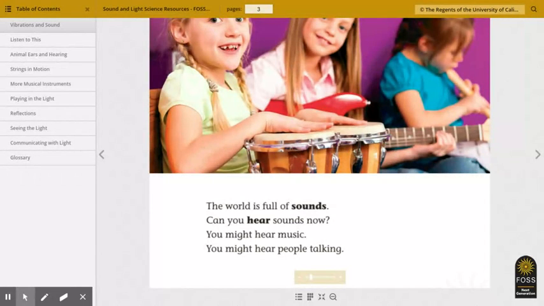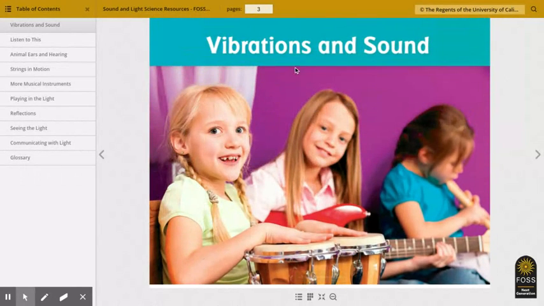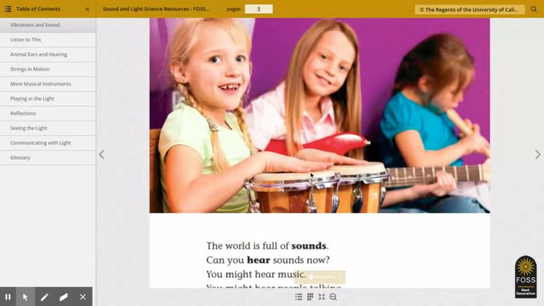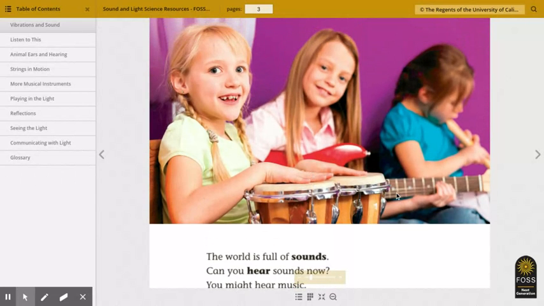Okay, so I'm going to start reading, but again, you can pause the screen if you want to read these few sentences. You can mute myself while I read this part of it. It's up to you. Okay, so the title of this is called Vibrations and Sound. Look at these. We have three girls with three different instruments. What do you think all of these instruments have in common?